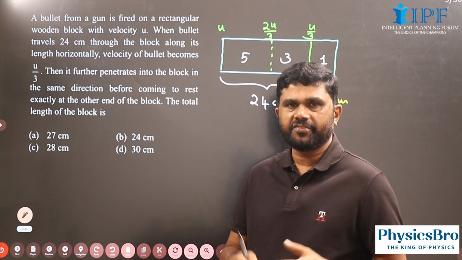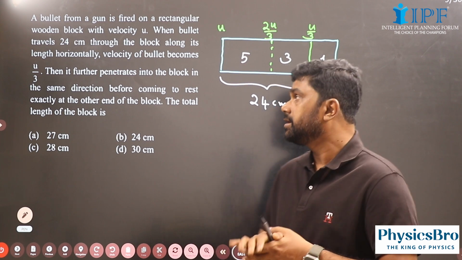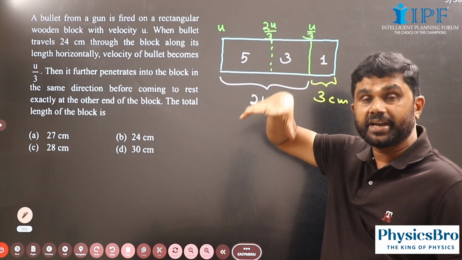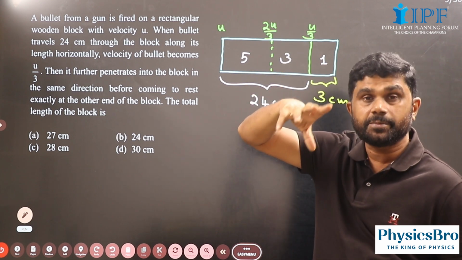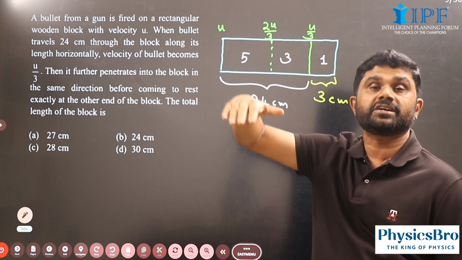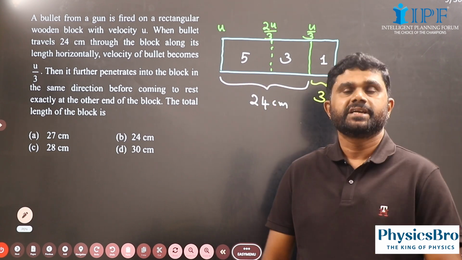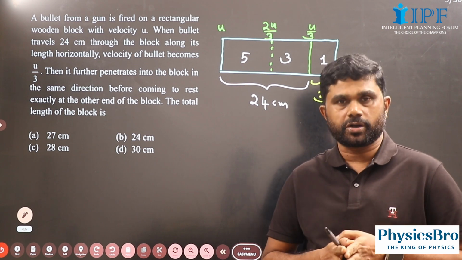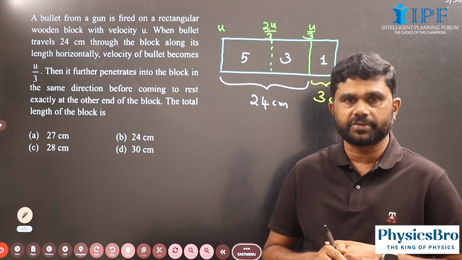And now we have a wonderful previous year question, and here there is a fixed wooden block. A bullet is fired into the wooden block. As it penetrates 24 centimeter, its velocity falls to 1/3 of its initial velocity u, and it further penetrates and comes to rest at the other end of the block. Then what is the thickness of the block?